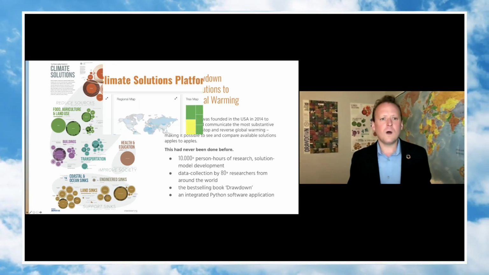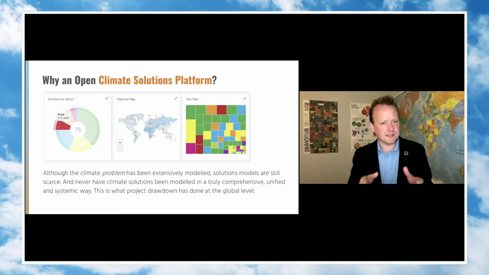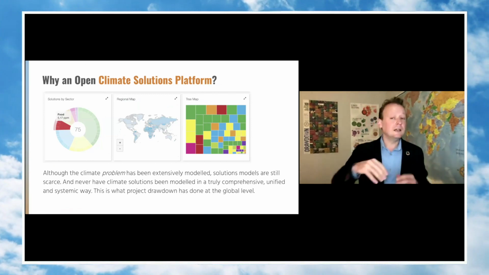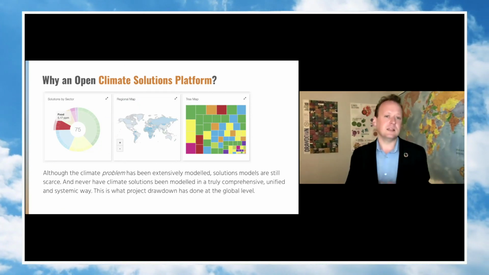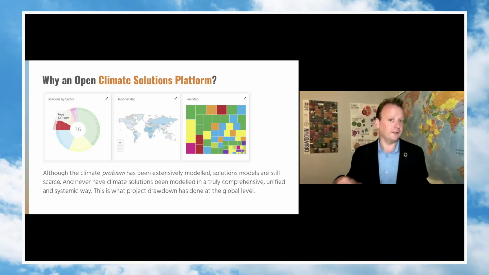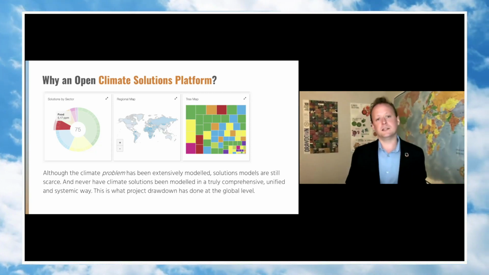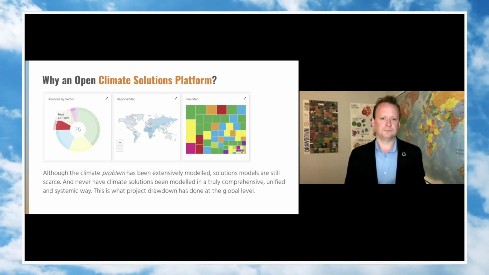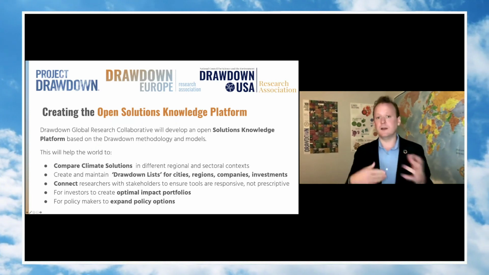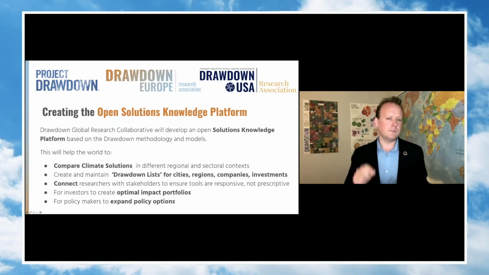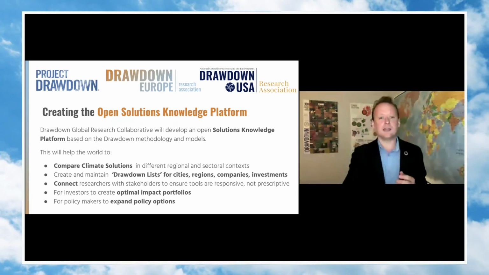But why create a climate solutions platform? Well, because the problem has been extensively modeled, but a truly comprehensive, unified, and systemic approach to assessing the impact of solutions across sectors is comparatively scarce. And this is exactly what Project Drawdown has done at the global level. Now, this platform will allow us to continually develop, evolve, and get more precise about the impacts of climate solutions and their cascading benefits.